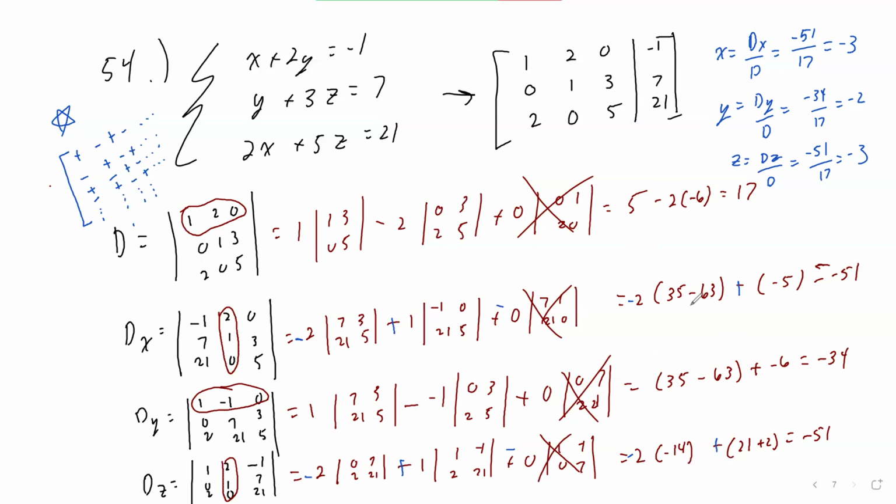So negative, so 35 minus 63 times negative 2 gives me 56. Minus 5 is positive 51. And then over here, I'd get 28 plus 23, which is positive 51. So make those positives, and these become positive. So that's it. So that was a good, I'm glad we ran into that. So 3, negative 2, 3.